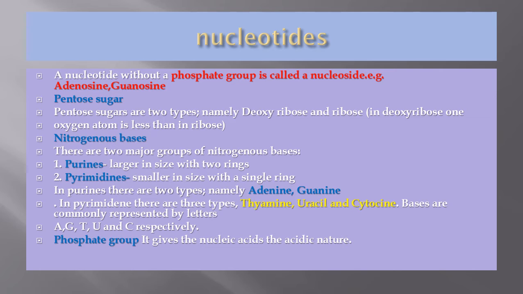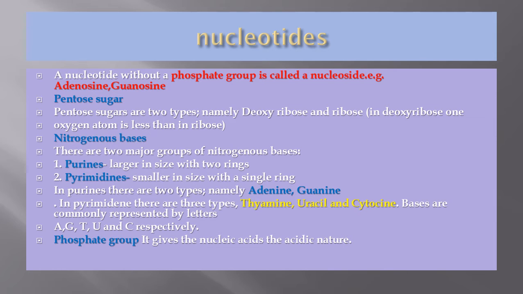In the nitrogenous bases, there are two types, as I told you: purines, larger in size with two rings, and pyrimidines, smaller in size with a single ring. So in purines there are two types, adenine and guanine, and in pyrimidines there are three types: thymine, uracil, and cytosine. The bases are represented by the letters A, G, T, U, and C.